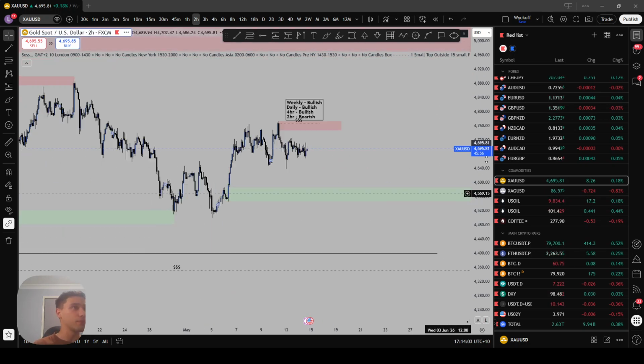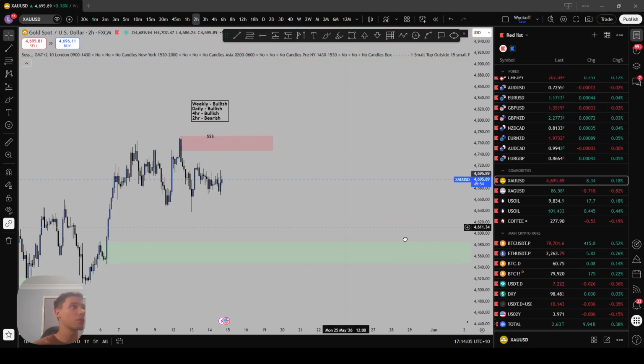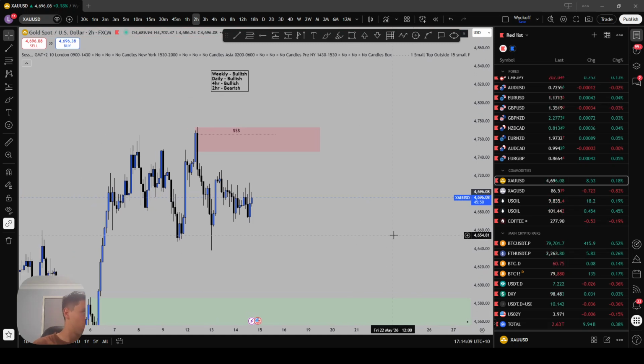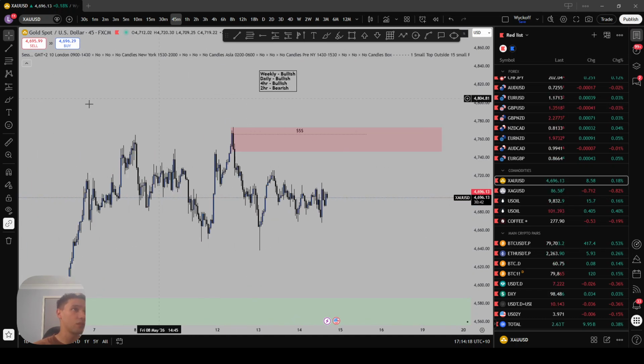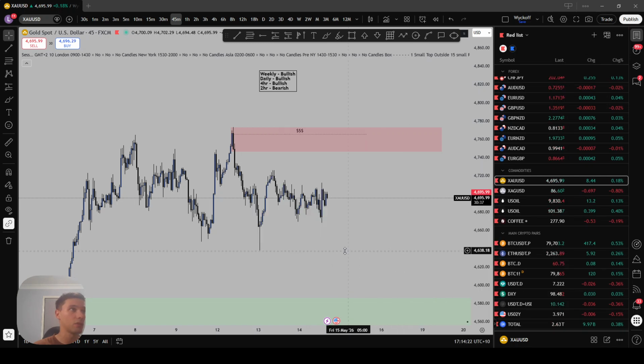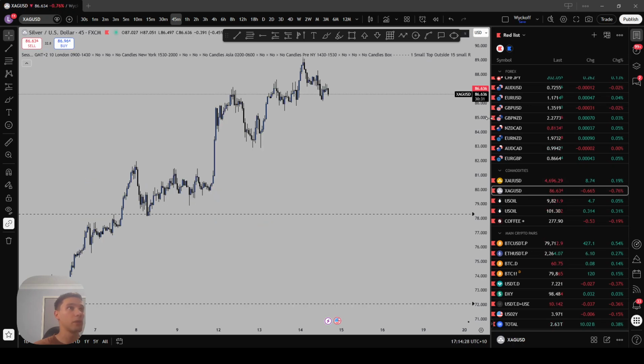Gold. Still looking bearish for now. We've got supply above. Nothing to monitor as of yet. We just want to see for either of these levels to get hit. Yeah, that's it. Not too interested at the moment from a local standpoint.